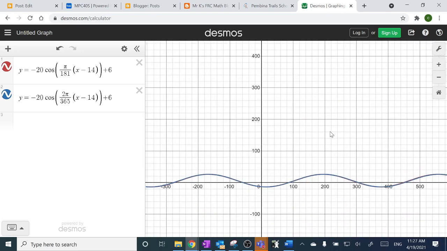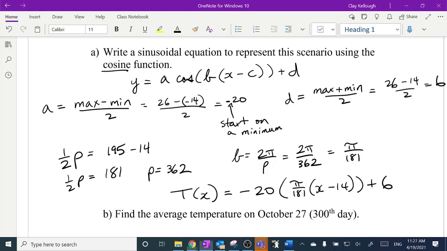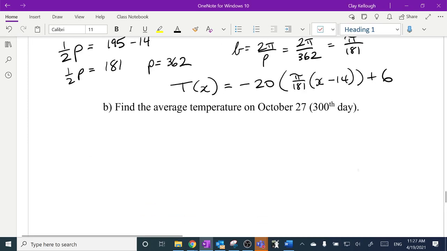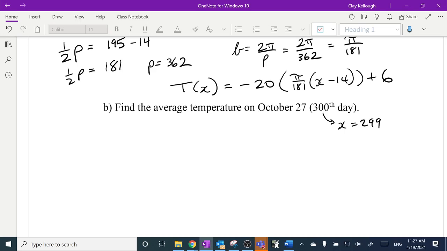Ooh, there's more. Okay, let's go back to the problem. There was a B part. Now that we have an equation, we can use it to make predictions. What's the average temperature on the 300th day? So the 300th day would be, because we counted day 1, January 1st, at x is 0, that would be x is 299.